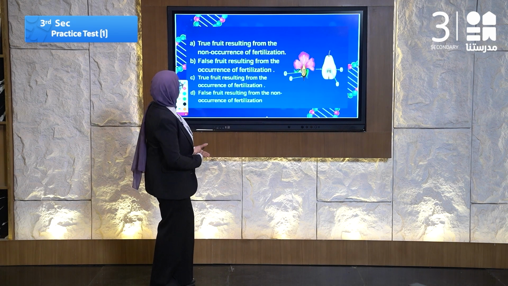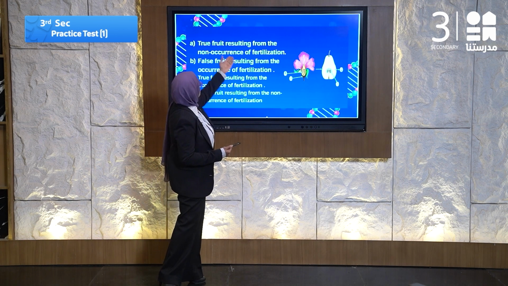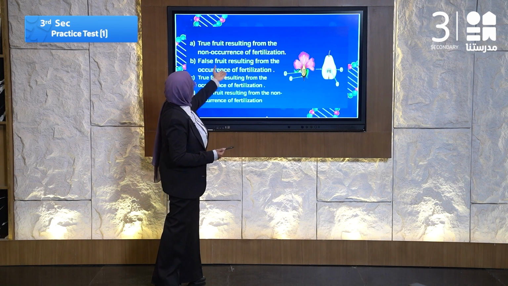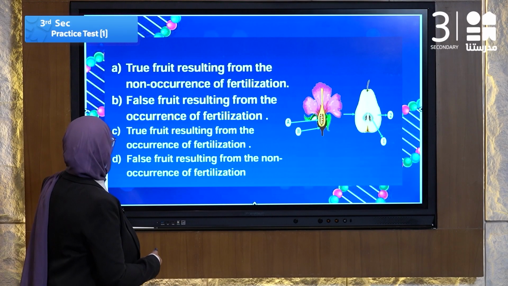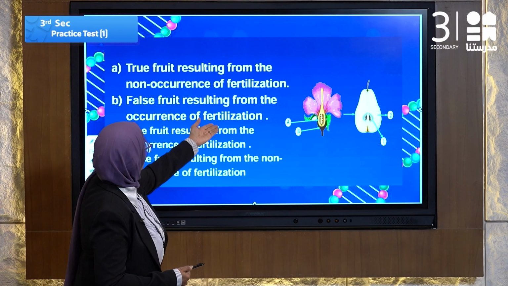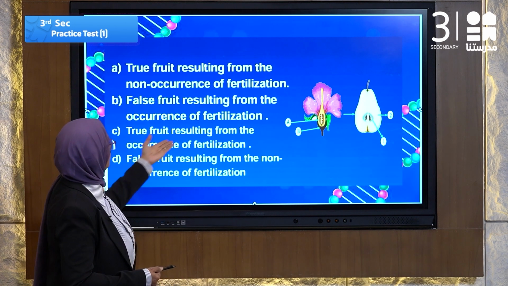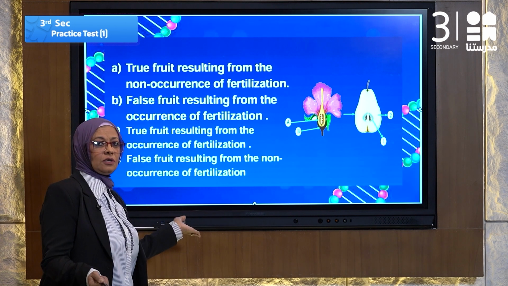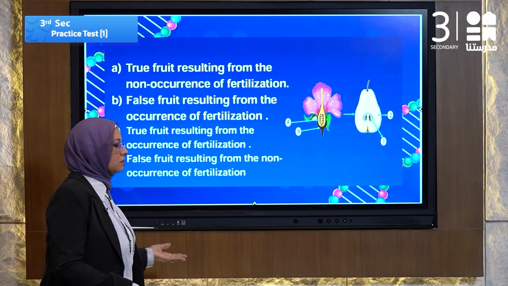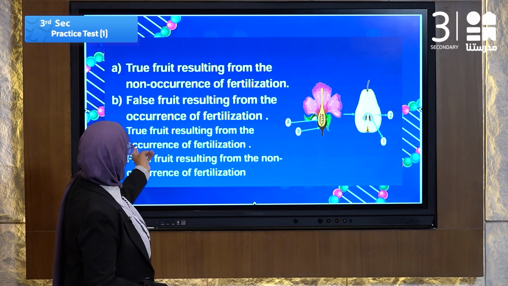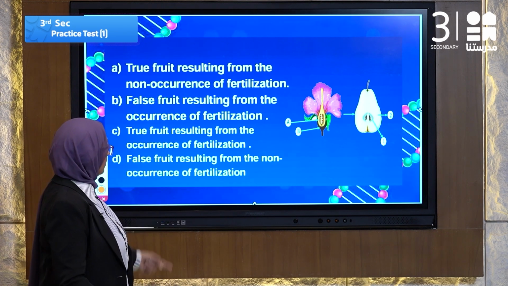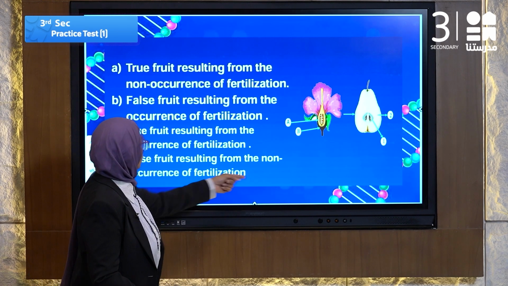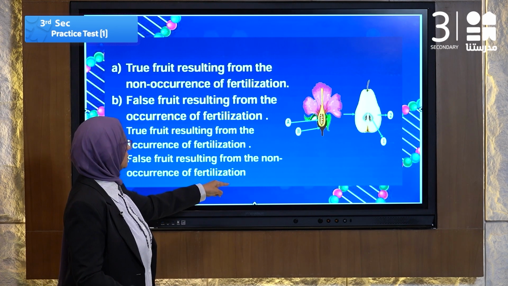Which of the following best describes the produced fruit? Let's read the choices, then we'll speak again about it. A, true fruit resulting from the non-occurrence of fertilization. No, here there is fertilization. B, false fruit resulting from the occurrence of fertilization. Yes, fertilization. How about the false fruit? C, the true fruit resulting from the occurrence of fertilization. D, maybe false fruit resulting from the non-occurrence of fertilization.